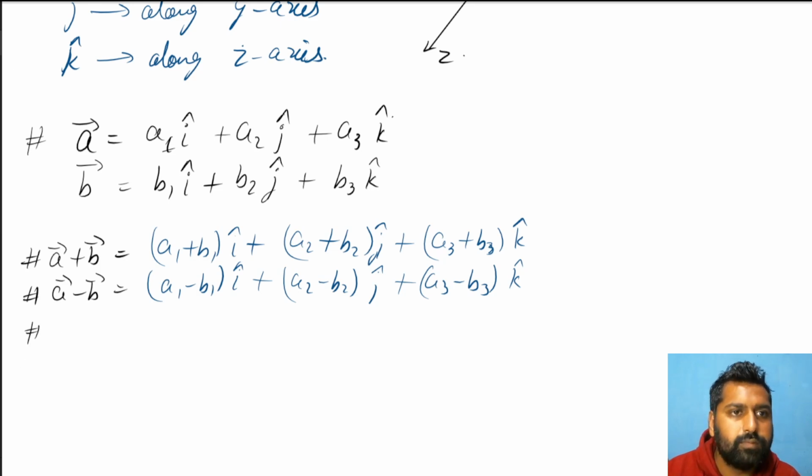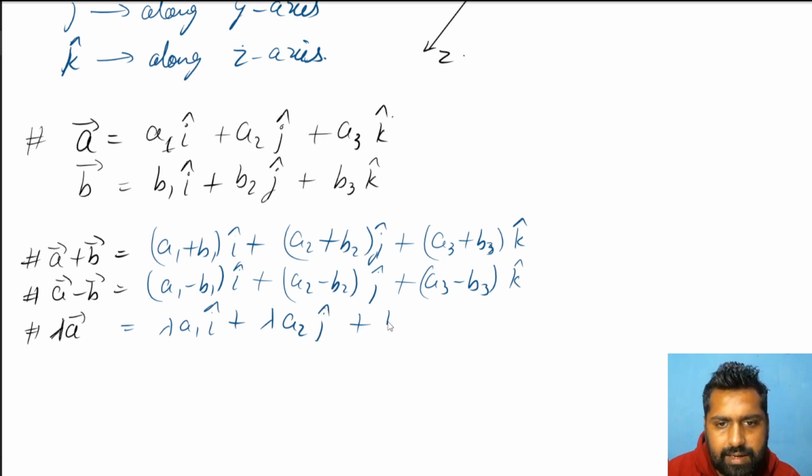Now, if a vector is being multiplied by some constant lambda. I have shown lambda because we will be dealing with this symbol. Lambda is some number, again, don't get worried about it. If you have to multiply it with some number, just multiply each component, meaning lambda times a1 i cap, lambda times a2 j cap, lambda times a3 k cap.